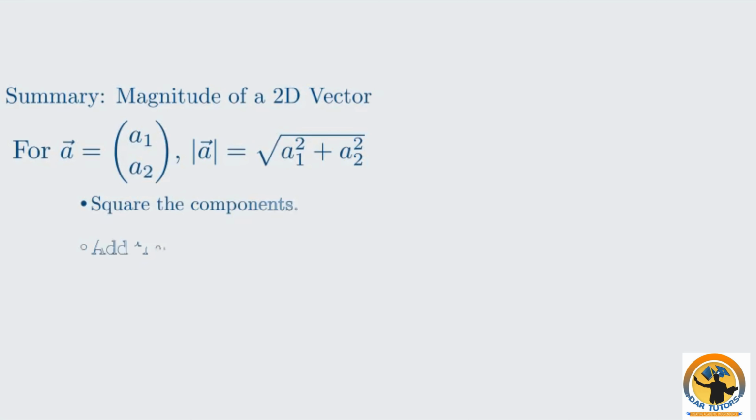So, to find the magnitude of any 2D vector, you square its components, add them together, and then take the square root. This gives you the length of the vector.